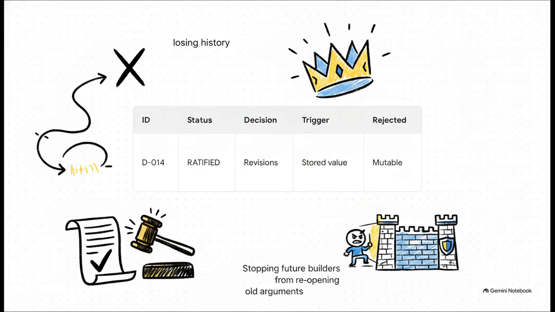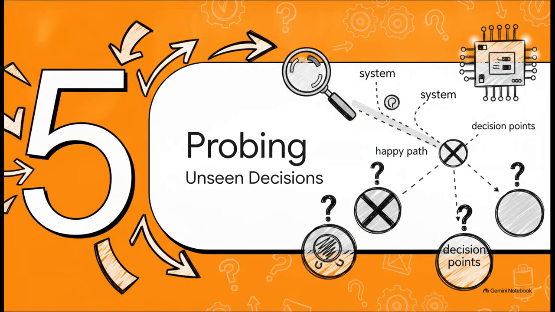By explicitly documenting that you rejected, say, a mutable value column, which is just a database cell that overwrites old data and permanently destroys the previous state of a customer's order because it loses history, you have just created a permanent litigation record. This completely stops future cleanroom builders from reopening old arguments, and it will save your team endless frustration down the line. Section 5, probing for unseen decisions.